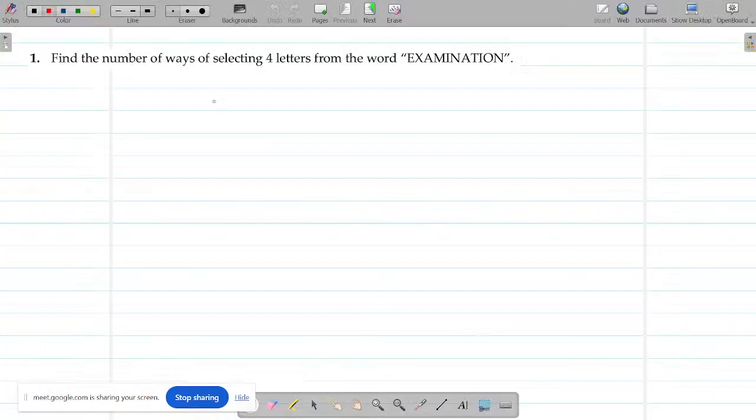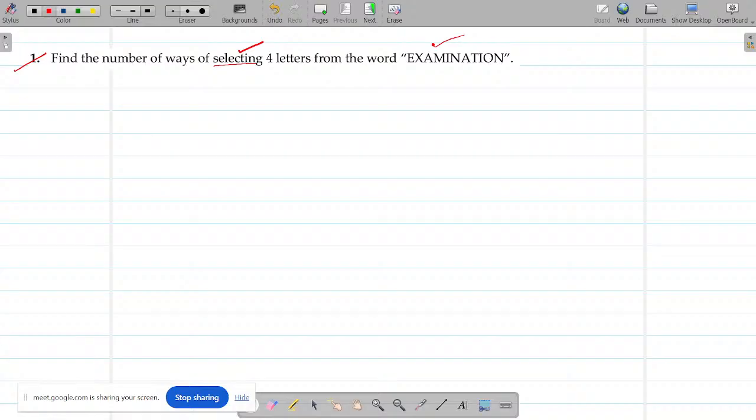First problem. Find the number of ways of selecting four letters from the word examination. So far we were discussing cases where n and r are mostly the same. For example, with your problems, n and r are the same. First time we are having this as a comprehensive problem because you have to understand whether this is a permutation or combination problem, first step. And please focus on the wordings given.